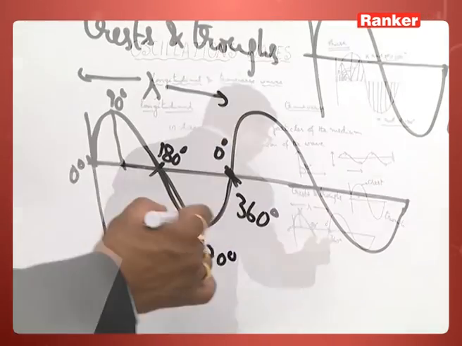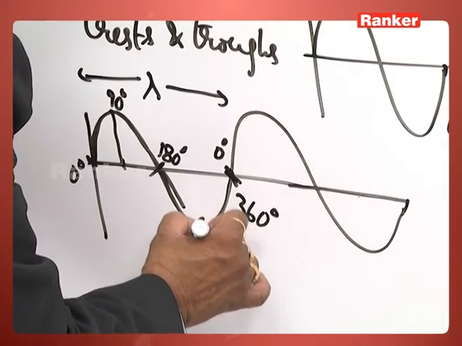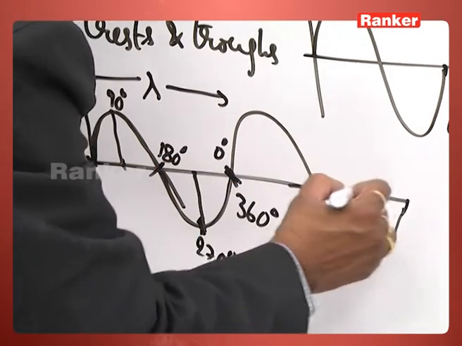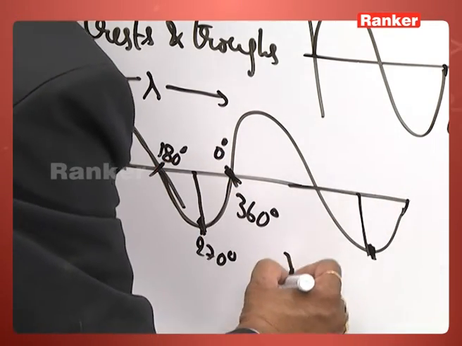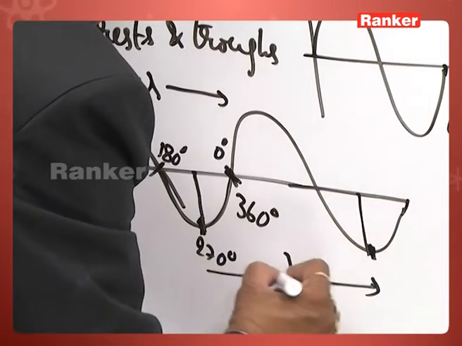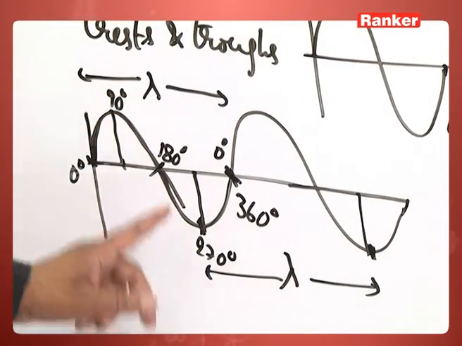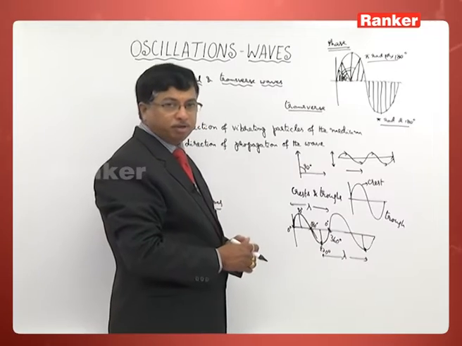Exactly in the same manner, when I consider a particle here and another particle over here, which is also vibrating this way, then the distance between these 2 successive vibrating particles having the same phase angle is also called the wavelength, lambda.